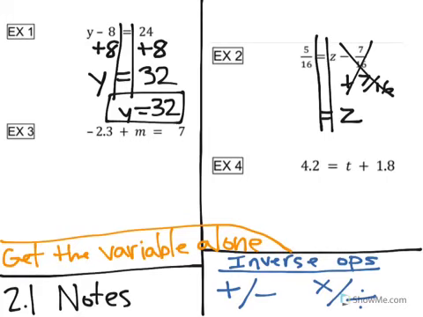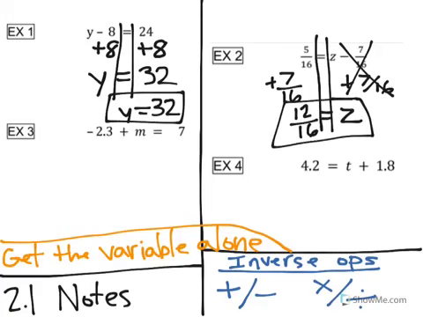Draw our equals sign. Over here, we have to do the same thing that we did on this side. So we've got to add 7/16. So plus 7/16. So 5/16 plus 7/16 is going to give me 12/16. So we have z equals 12/16.